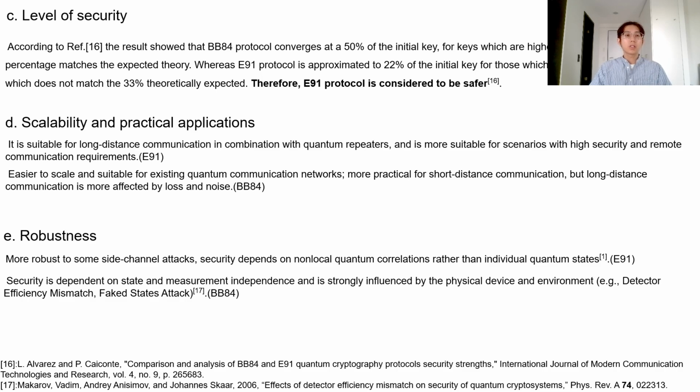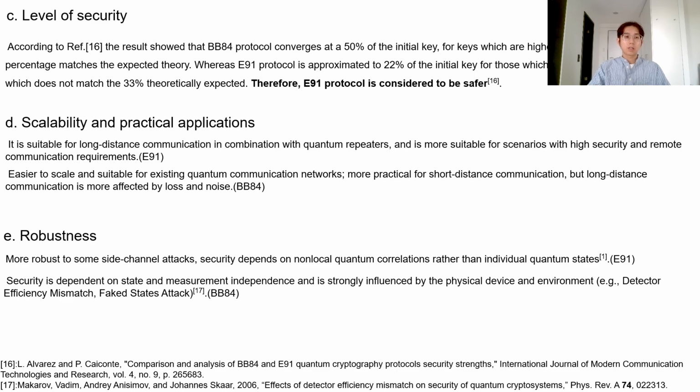The second important thing is the level of security. According to reference 16, the results show that the BB84 protocol converts at 50% of the initial key. For keys which are higher than 265 initial bits, the percentage matches the expected theory, whereas the E91 protocol is approximately 20-22% of the initial key for those which are higher than 64 initial bits, which does not match the 33% theoretically expected. So the E91 protocol is considered to be safer than the BB84 protocol.